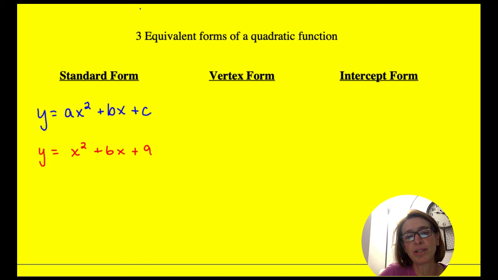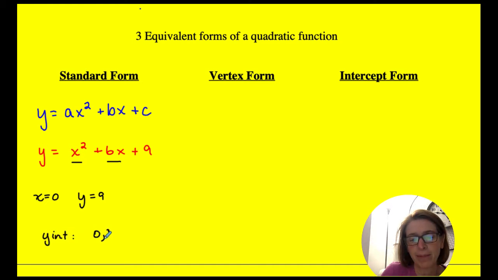What's really interesting about this one, and we're going to dive into that, is if I ask you to find the y-intercept, remember to find the y-intercept, you let x be 0. So if we let x equal 0, this would become 0, this would become 0. So c would always be the value you get on the output of that. So when we're looking at a quadratic in standard form, we actually can see the y-intercept just by looking at it.